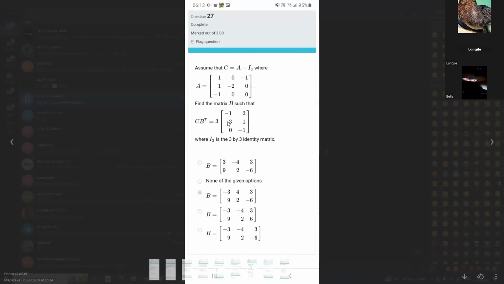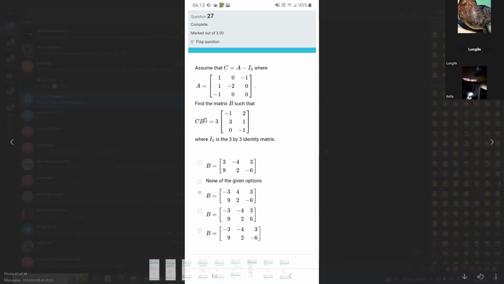Yeah, but this one, you have to solve for C and find B, but before you can find B, you need to solve for C. But C is easy because now you've got A here. I3 is basically this minus the identity matrix, and then you find the answer here. But the answer is going to be 3 by 3.